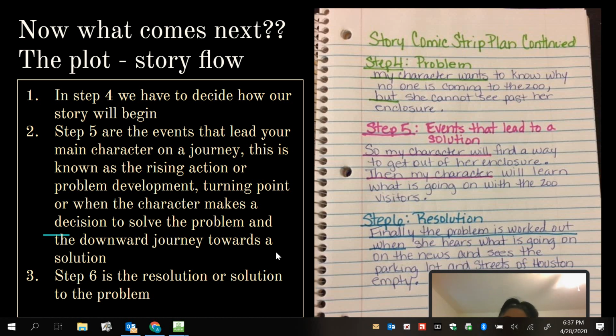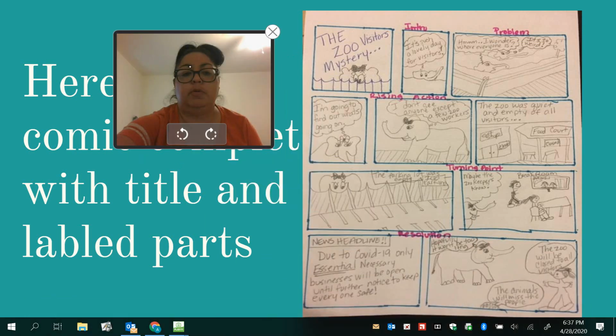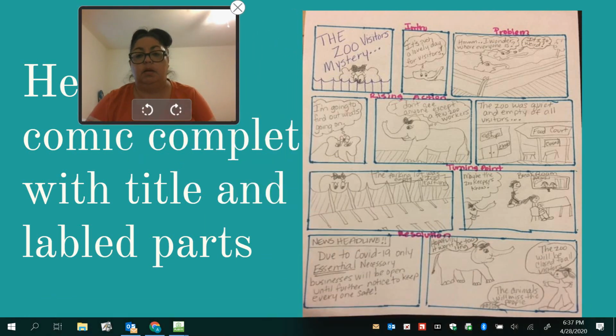Okay, so we're going to move on. Here's my completed comic with my labeled parts. I'm going to move out of the way. Alright, so here's my title.